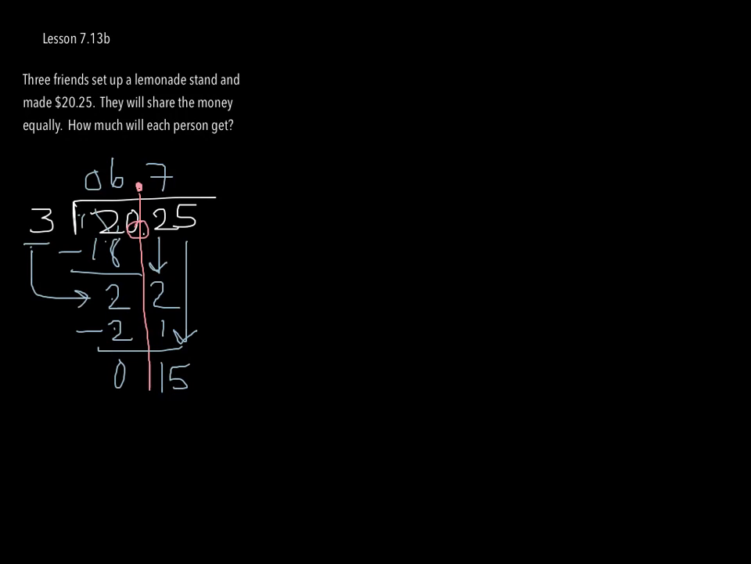And that's a 5. How many 3's in 15? 3, 6, 9, 12, 15. Now you can't see, but I was counting on my fingers, and I got 5. Put answer on top, multiply. 3 times 5 is 15. Put answer on bottom, subtract. No more numbers to bring down. So my answer is $6 and, oops, I got ahead of myself there. My answer is $6.75. So each one of the friends gets $6.75.